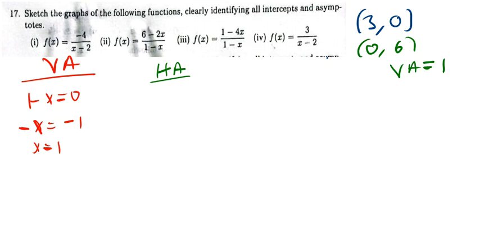What is our horizontal asymptote? If you really understood what I said, what is the horizontal asymptote? Y is 2. So we are dividing negative 2 and negative 1 because the numerator and the denominator have got the same power of x.